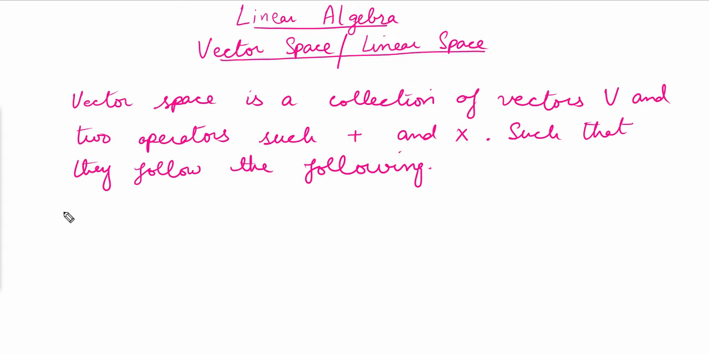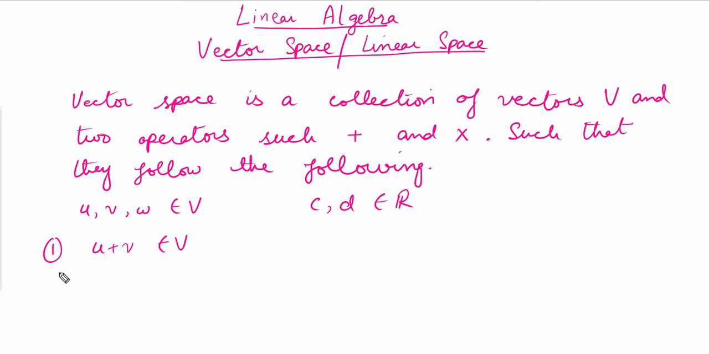So let's suppose we have the vectors u, v and w. They belong to the vector space, and c and d are constants, they belong to the real numbers. Now I'm going to write down the properties. So the first property is that if you add two vectors, they should belong to the vector space.